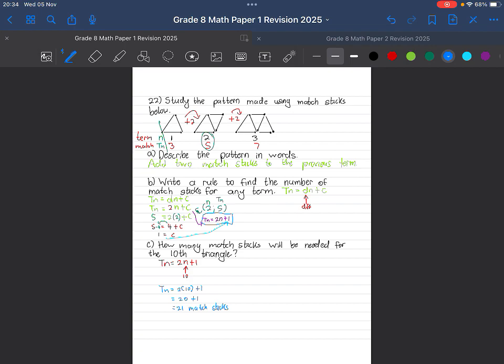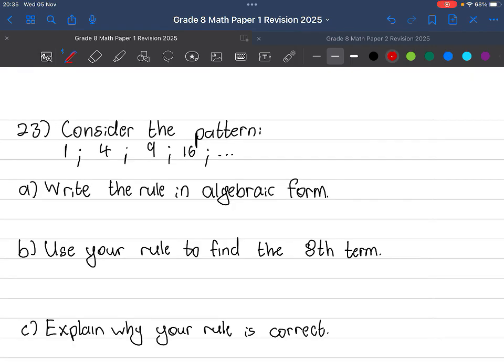So 1, 4, 9, 16. This is our pattern. Let's check the position of the pattern. This is the first position, second, third, fourth. Now the question is, how do we get this pattern? You can try adding, you can try multiplying, you can try dividing, but it won't give you this pattern. This is a unique pattern. It's based off of your square numbers.